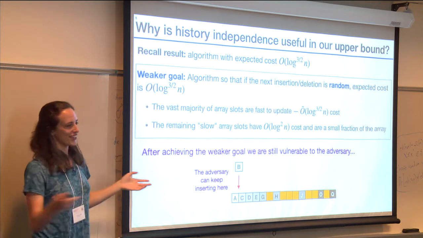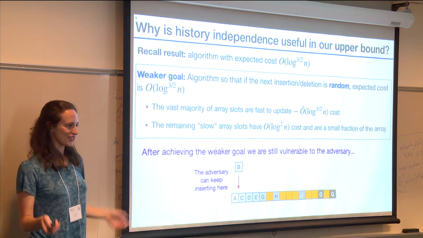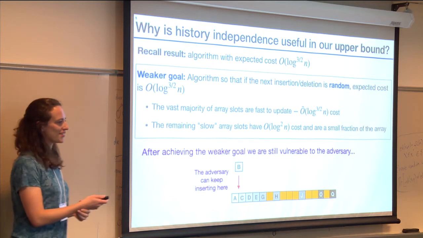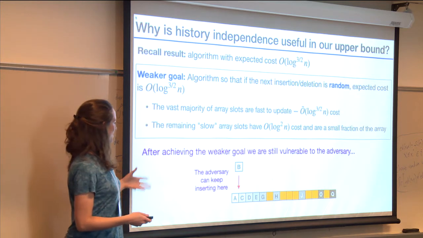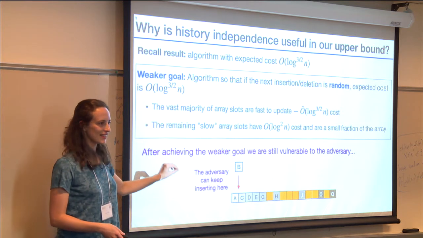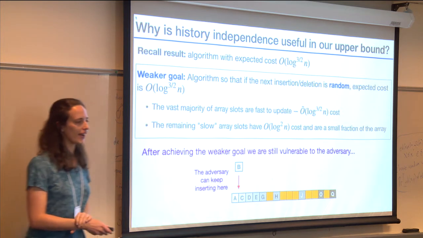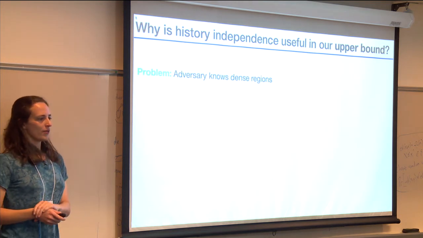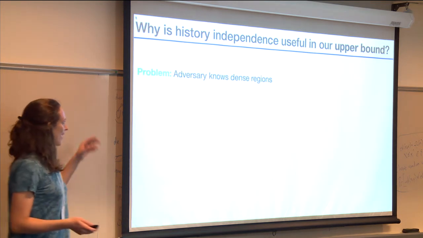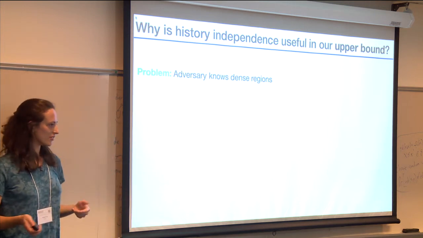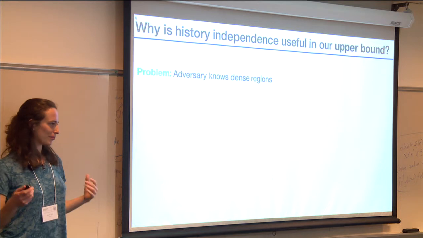Who cares if the rest of the array has cheap insertions, if the adversary knows where to insert to make the expensive one? So our goal is going to be to hide these expensive spots in the array from the adversary. We're in a situation where the adversary may know the dense regions of the array and therefore be able to exploit them.